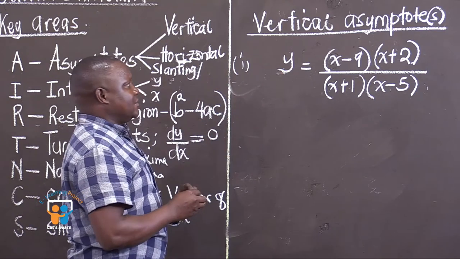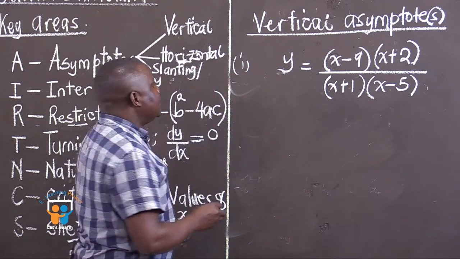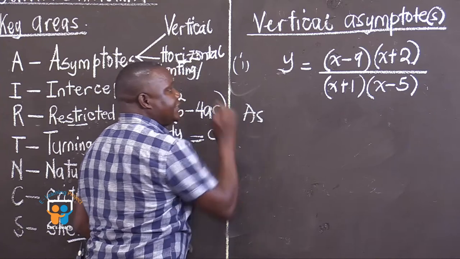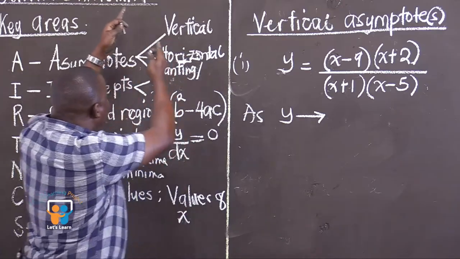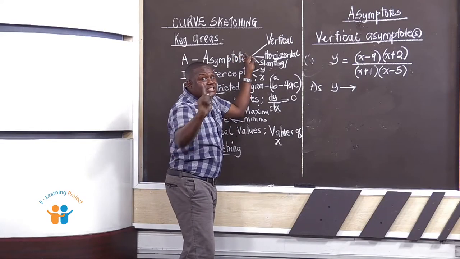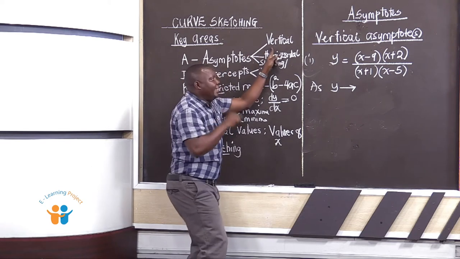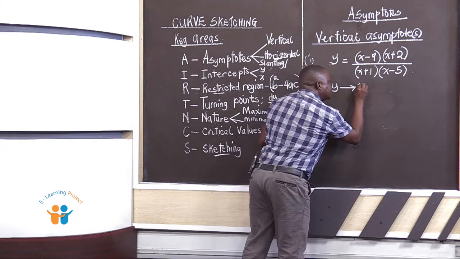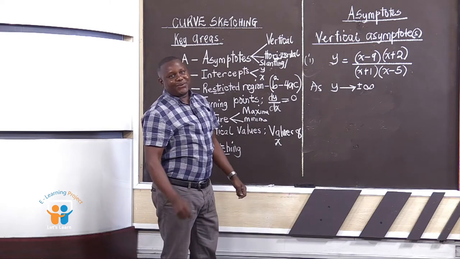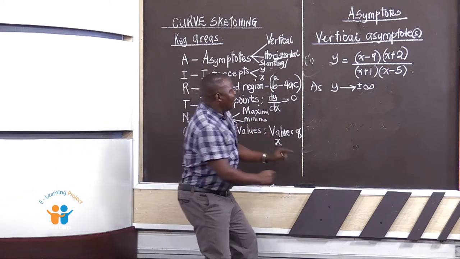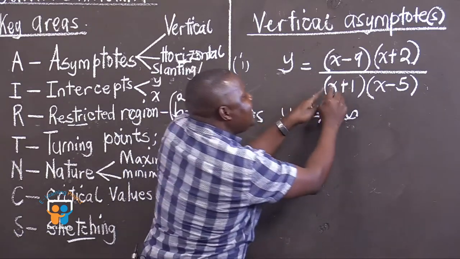So in this sense, for the vertical asymptote, you don't have to simplify. Take it as it is. You just come and say, for vertical asymptote, as y does what? Remember the condition. I told you each of these has conditions which we must be able to pick. Now the condition for vertical asymptote is that the y must be turning to positive or negative infinity. Beautiful. You guys are very good.